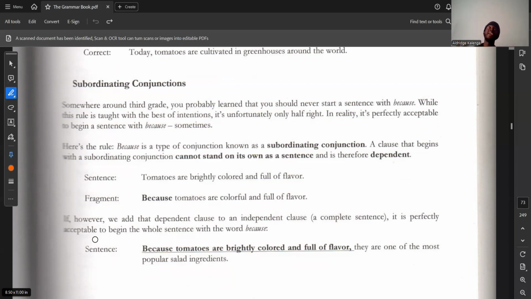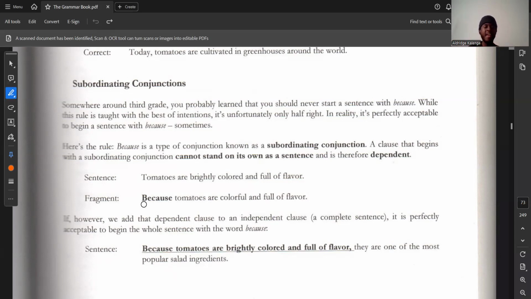Now, if you go to a school like mine, and this is true, somewhere around 3rd grade I was told that you cannot begin a sentence with the word because, but that's not completely correct. You can begin a sentence with because, you just need to make sure you add an independent clause afterwards. So because he was a fast runner, he earned a gold medal. That's completely correct. But you can't just say because tomatoes are colorful and full of flavor. Because they're colorful and full of flavor, what happens?